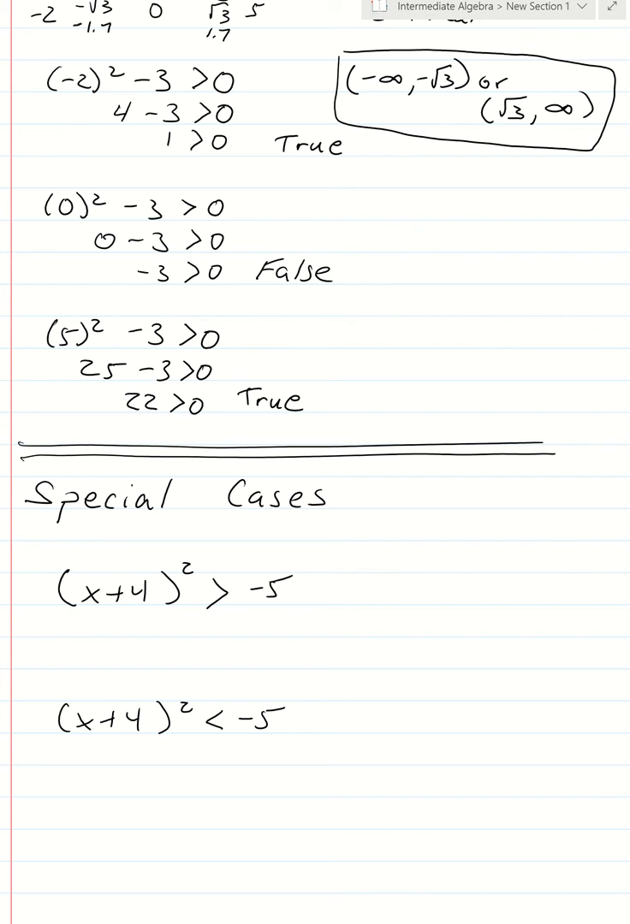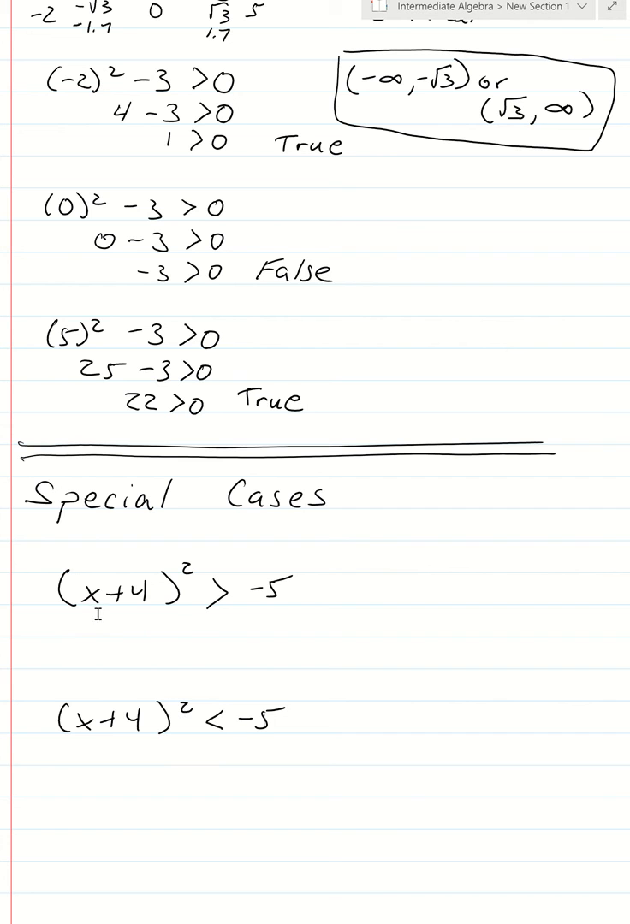So here we have two special cases. These two inequalities look very similar, okay? On the left side, they have the same algebraic expression. On the right side, they have the same negative number, negative 5. The only thing that's different in these two special cases is the inequality symbol. One says greater than, the other says less than. But let's think about the left side for a moment, since the left side is the same.